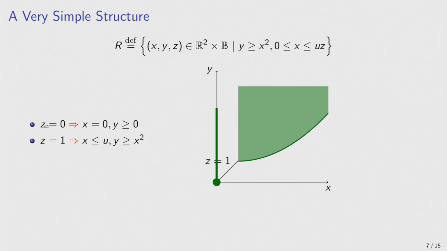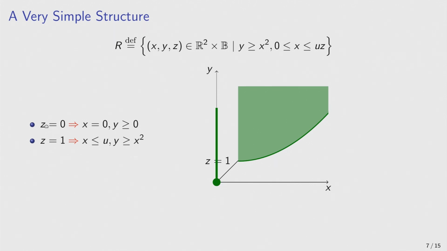And what this set looks like is actually the following. So if z is equal to 0, then x has to be equal to 0. That comes from the second constraint. And y is non-negative. That's the first constraint. So this set is the union of these two green sets. If z is equal to 1, then x is less than or equal to u. There's some upper bound here that I haven't drawn. And y has to lie above the green line. So y is greater than or equal to x squared. So the set that we want to model is actually the union of these two sets.